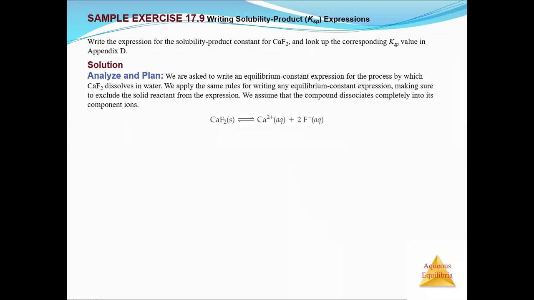Anaya, if this is the equation, what is the solubility product constant expression? What's Ksp equal to? Ksp is equal to Ca times F squared. Exactly. Ca2 plus times F minus squared. Okay. Now, if I look up calcium fluoride in my little chart, I end up with a number, 1.46 times 10 to the minus 10th.